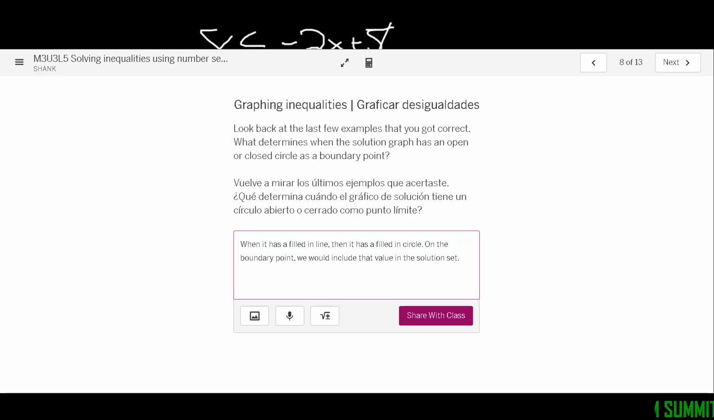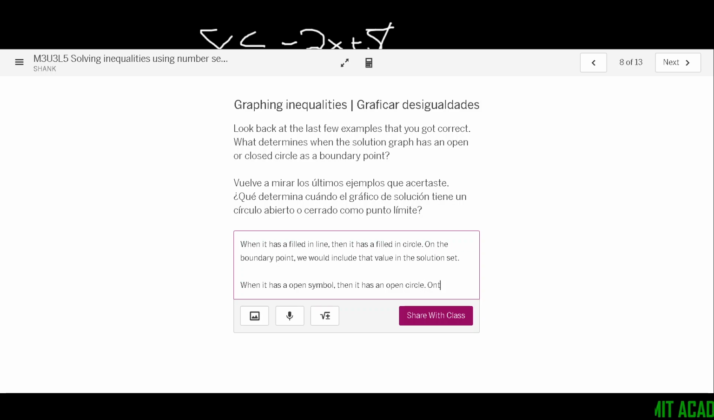And I write the same kind of sentence. So when it has an open symbol, then it has an open circle.